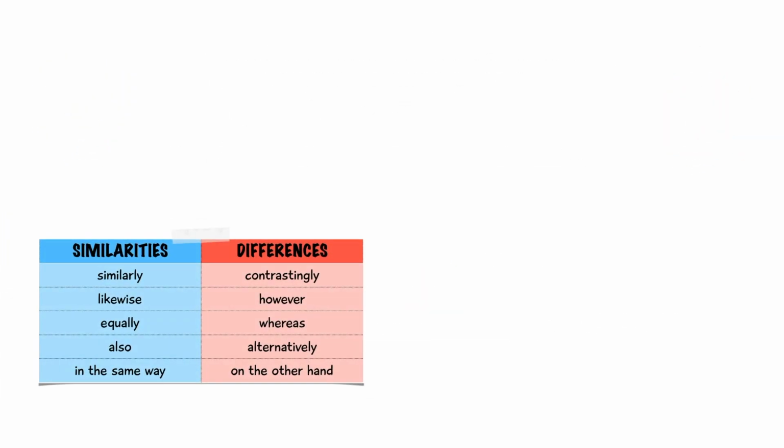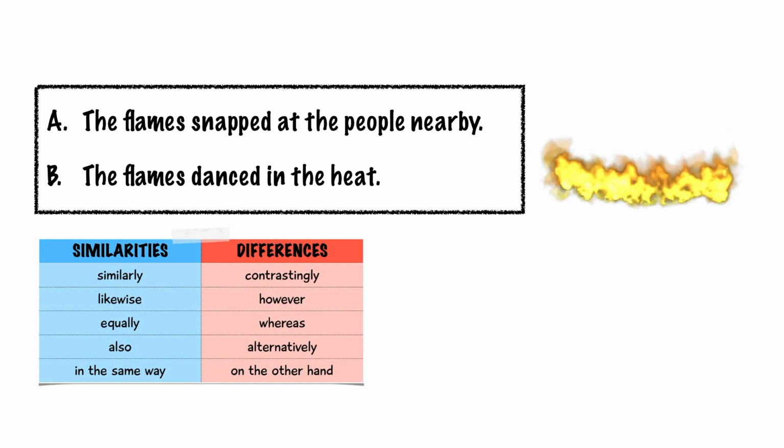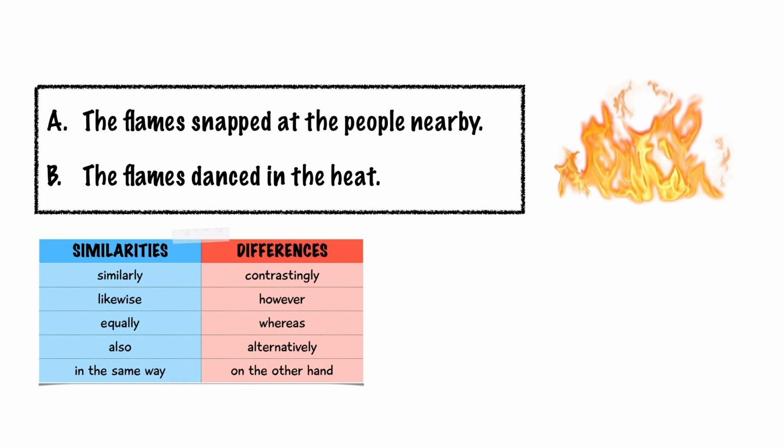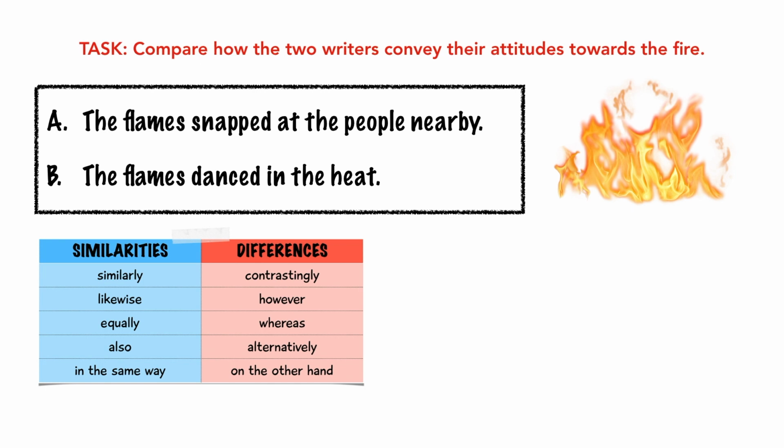Okay, let's move away from apples to something else. Fire. We have A and B again giving us their opinion of the flames. A says the flames snapped at the people nearby, and B says the flames danced in the heat. This time, their opinions are more subtle. They are not explicitly telling us what they think. Instead, we have to do a bit of work and look for the clues in the way they each describe the flames. So let's also say that we have a question based on these 2 examples. Compare how the 2 writers convey their attitudes towards the fire.